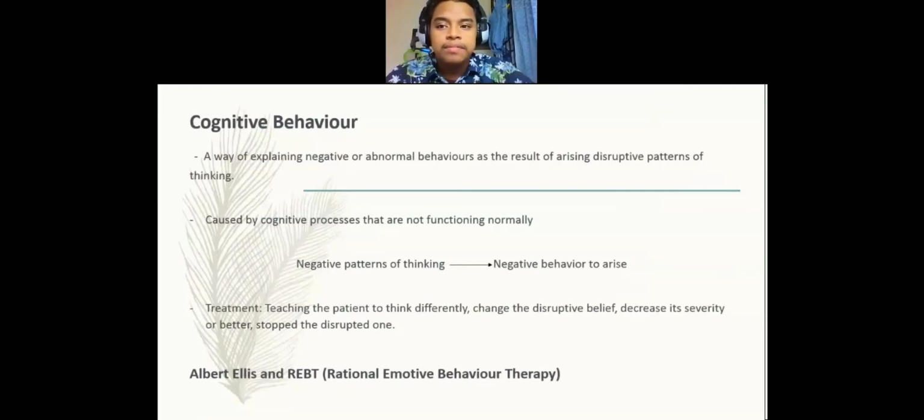So we have the cognitive approach, a way of explaining negative or abnormal behavior as a result of disruptive patterns of thinking caused by cognitive processes that are not functioning normally. Negative patterns of thinking will lead to negative behavior. For this treatment, usually psychiatrists will teach the patient to think differently, change their irrational beliefs, and stop the negative thinking. So we have two scientists here, Albert Ellis and Keith Manson, with rational emotive behavior therapy.